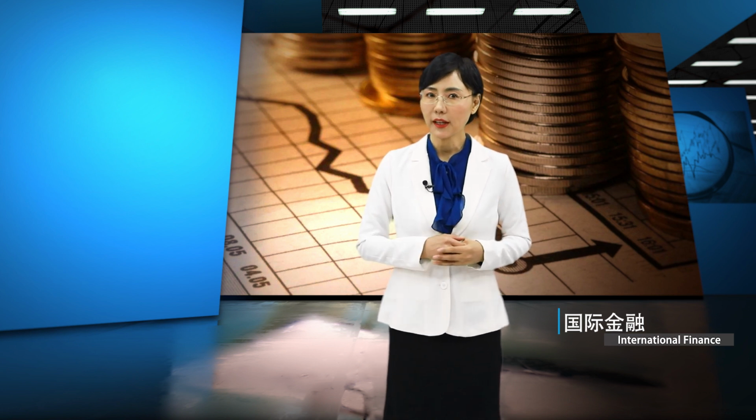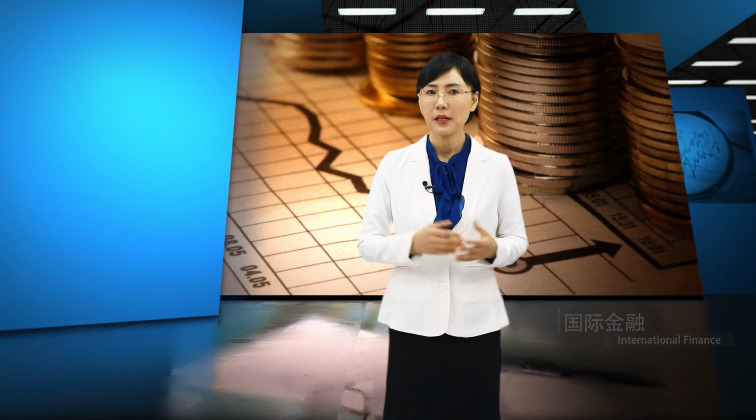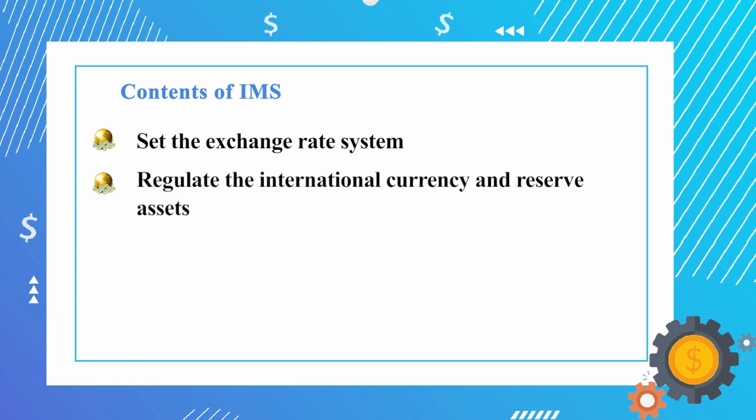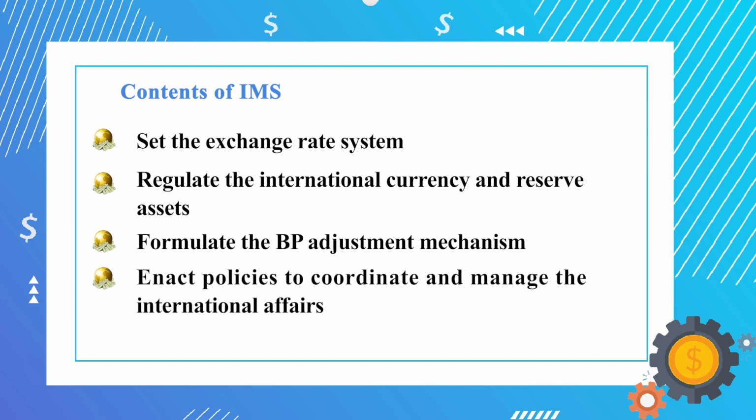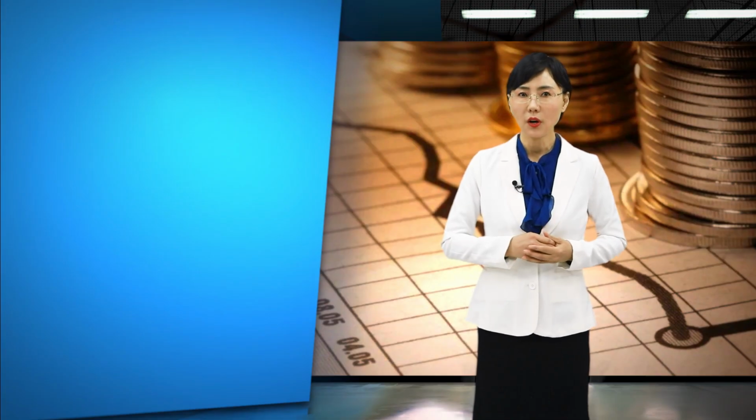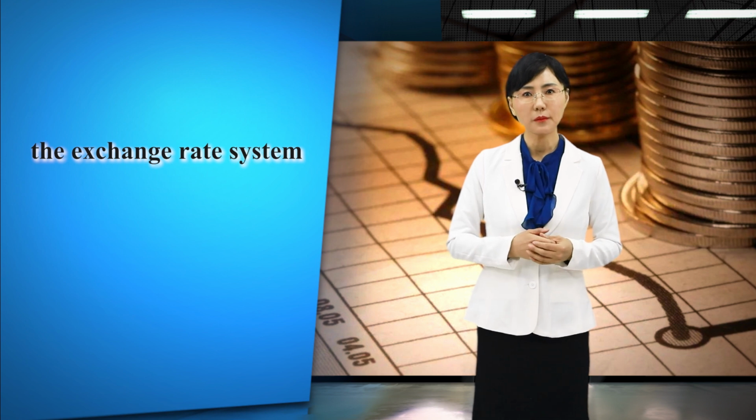No matter what kind of international monetary system, the contents of IMS usually include four aspects. The first, set the exchange rate system. The second, regulate the international currency and reserve assets. The third, formulate the BP adjustment mechanism. The fourth, enact policies to coordinate and manage international affairs. Among the above four contents, the exchange rate system is the core of IMS.